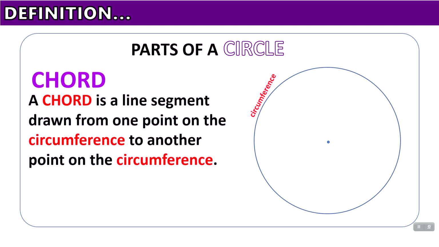Let's do another one. Here's the circumference. If we draw a line segment from one side of the circumference to the other, that also is a chord. And let's try one more. Here's the circumference. If we start there and we go all the way to the other side, that also is called a chord.